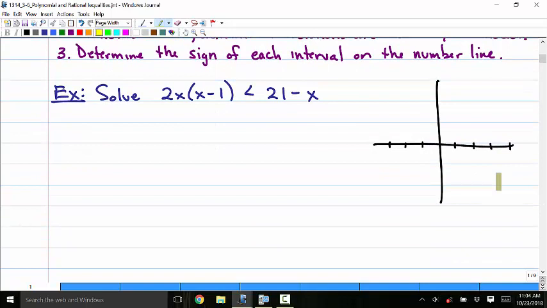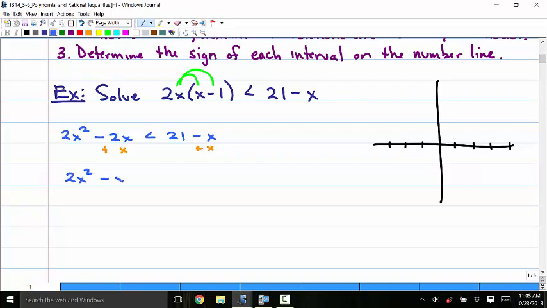For this first one, solve 2x times quantity x minus 1 less than 21 minus x. First thing you've got to do is get 0 on the right. So let's go do that. We need to distribute, and we get 2x squared minus 2x less than 21 minus x. We need to add x to both sides, and we get 2x squared minus x less than 21. And then subtract 21 from both sides: 2x squared minus x minus 21 less than 0. Everybody with me up to that?